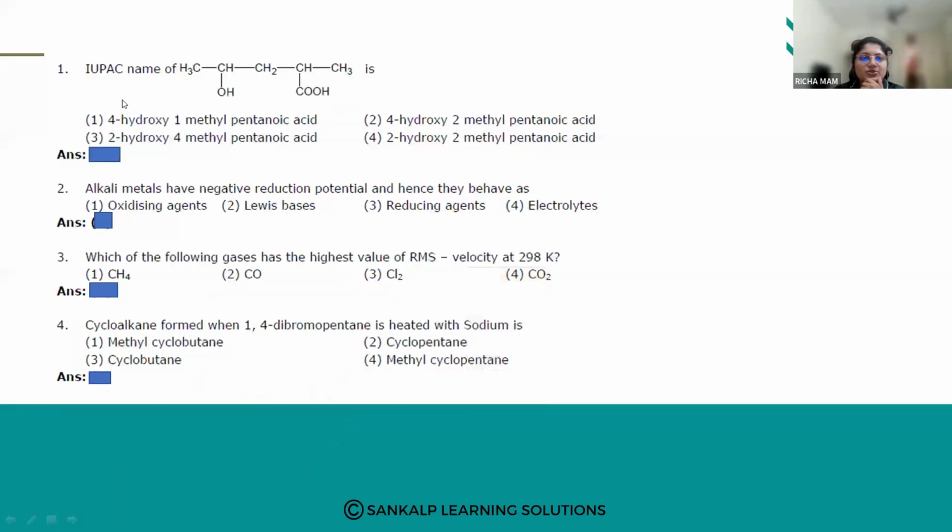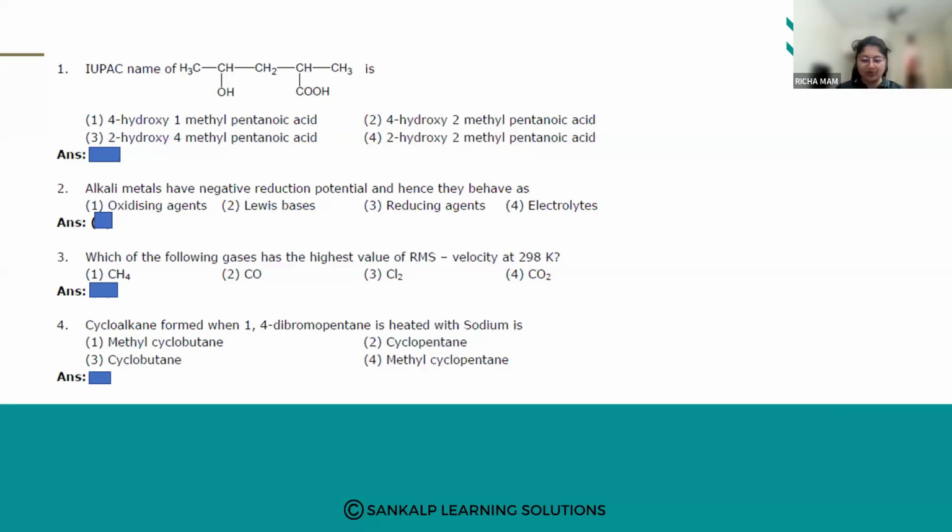Okay, so this is the first question. There is a compound given. You can see a structure of a molecule, and you need to tell the IUPAC name. There are 4 options. So please tell the IUPAC name of the following compound.